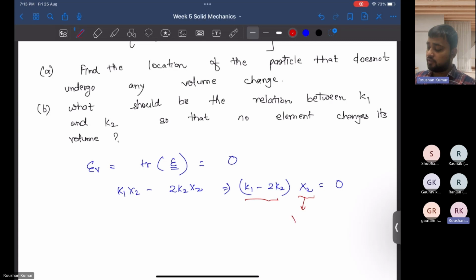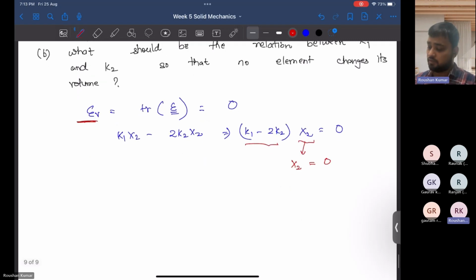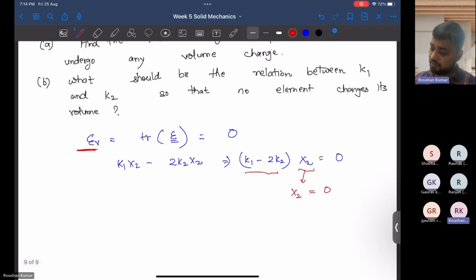So if there is a location where x2 equals 0, that means at that location the volumetric strain is 0, because if x2 is 0, then this term will also be 0. This will make epsilon v, that is the volumetric strain, also 0. So if the particle is located at a point where x2 equals 0, then at that location the volumetric strain will also be 0. This is the answer to question A.